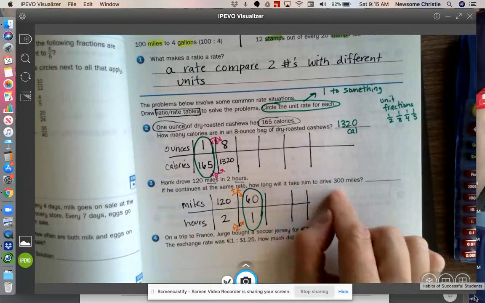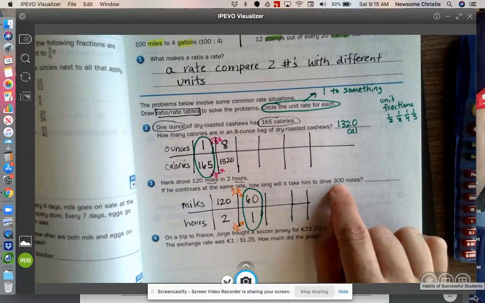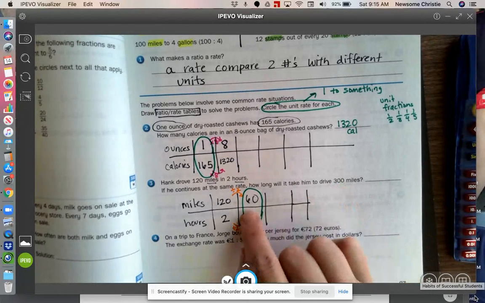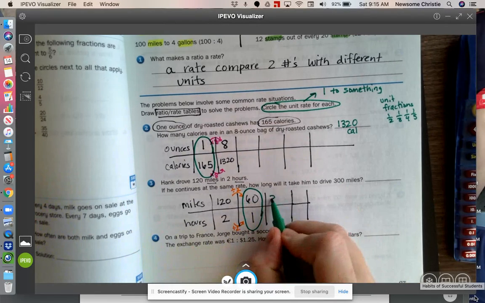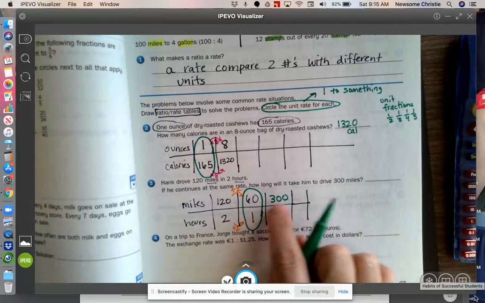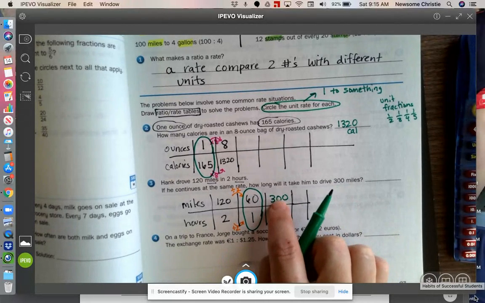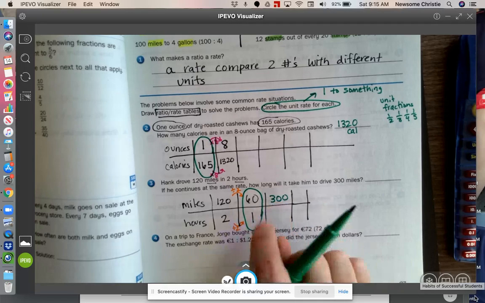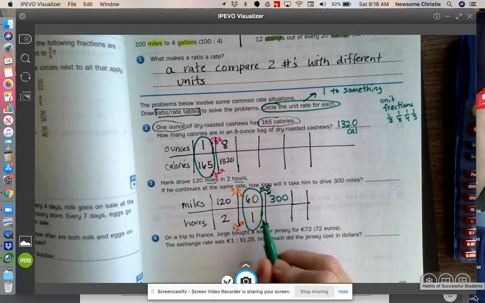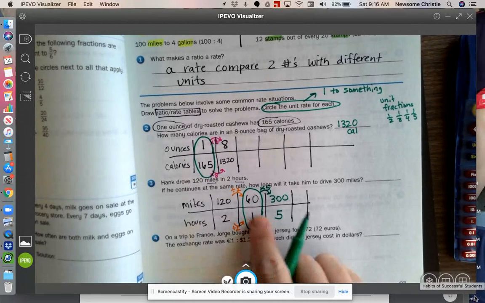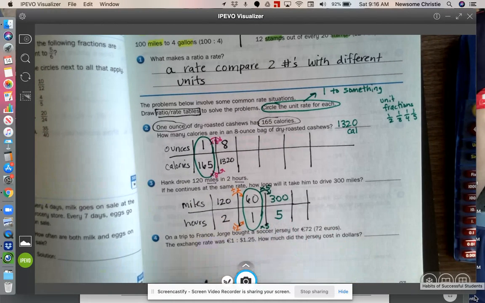So now the question says, how about 300 miles? What am I going to get to there? So I'm trying to think in my brain, 60 times what might give me 300? Because that's really what I want to know next, right? And if you know your math facts, isn't 6 times 5 30? So isn't 60 times 5 300? Sure is. So if we multiply that times 5, we get 300, and that times 5, we get 5. So it's going to take 5 hours to go 300 miles.